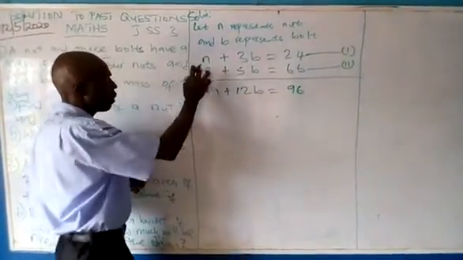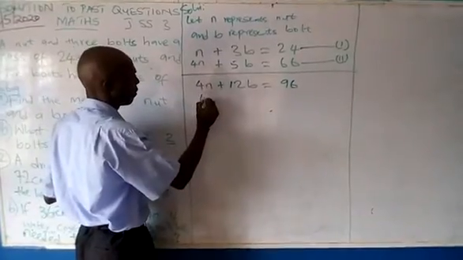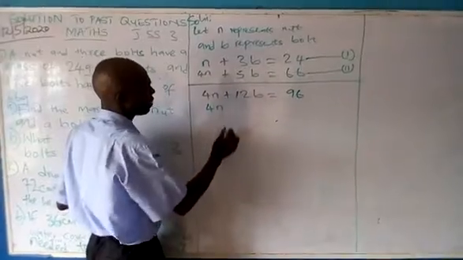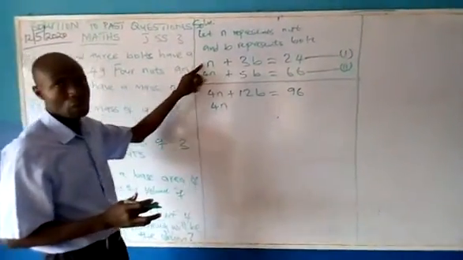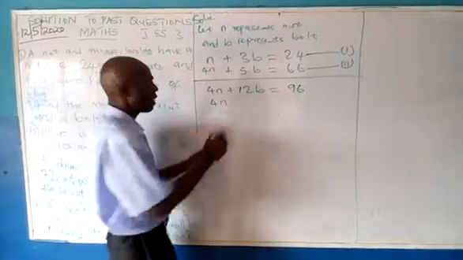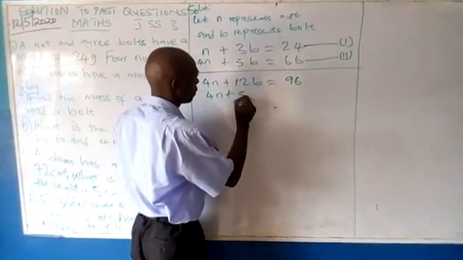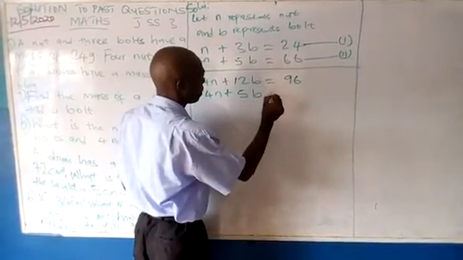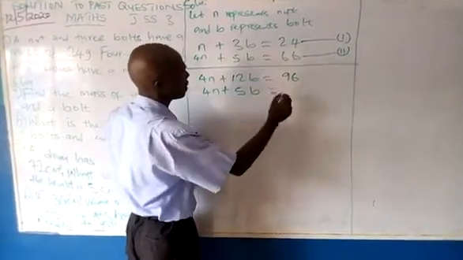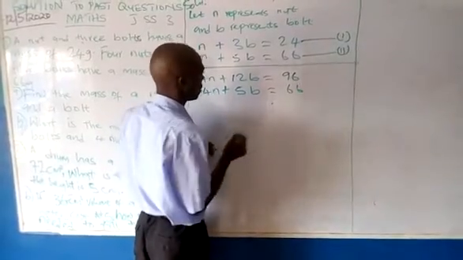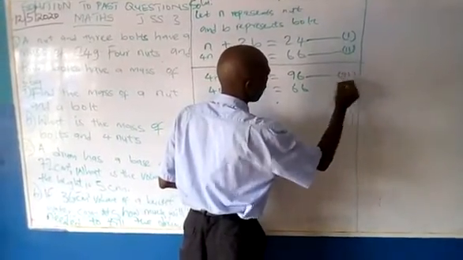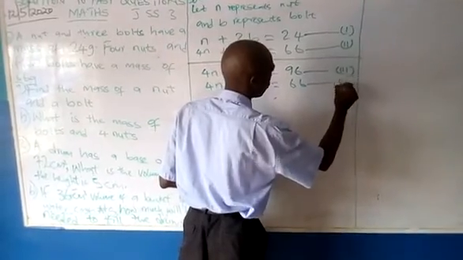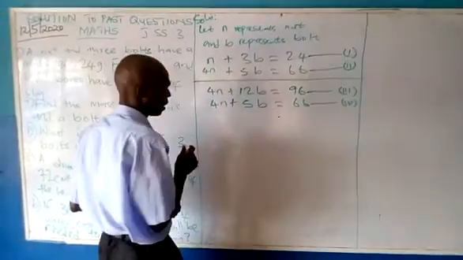Now, 1 times 4N, 4N. The coefficient of N here is 1, that is why we are using 1 here to multiply. 1 times 5B gives us 5B equals 1 times 66 to give us 66. We can call this one equation 3 and this one equation 4, in that order.